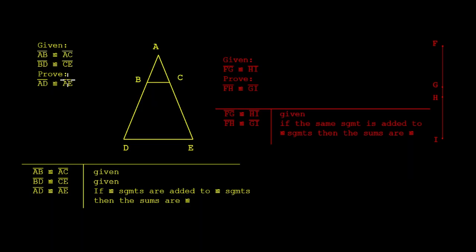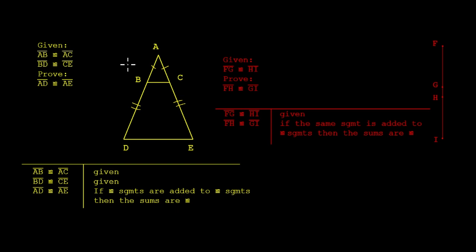is congruent to AE. AB is congruent to AC, given. BD is congruent to CE, given. Then AD is congruent to AE. Reason: if congruent segments are added to congruent segments, then the sums are congruent.